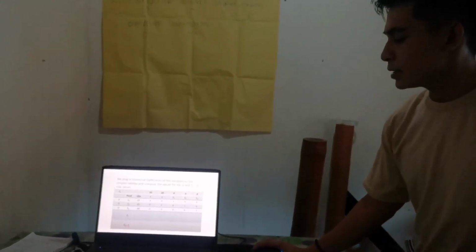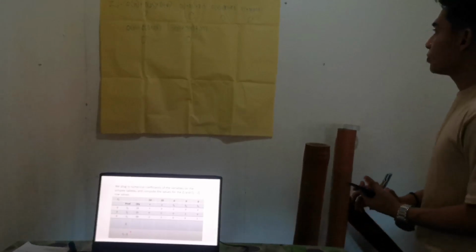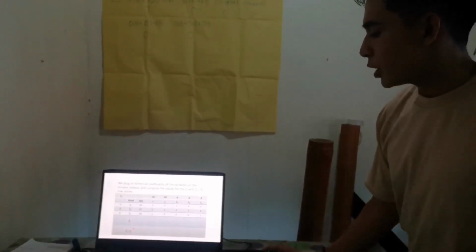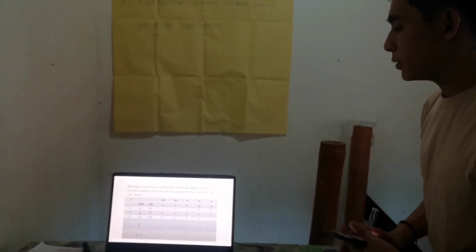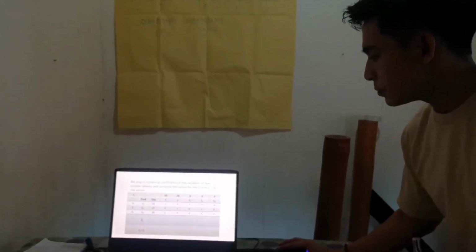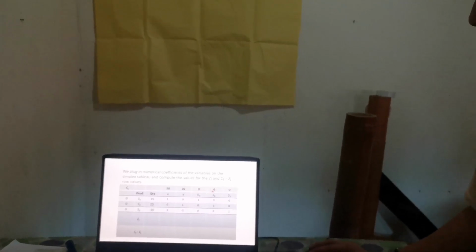In order to get these C sub j minus Z sub j values, we subtract the Z sub j from the C sub j. So, these are our C sub j: 50, 20, 0, 0, and 0. So, let's write it.